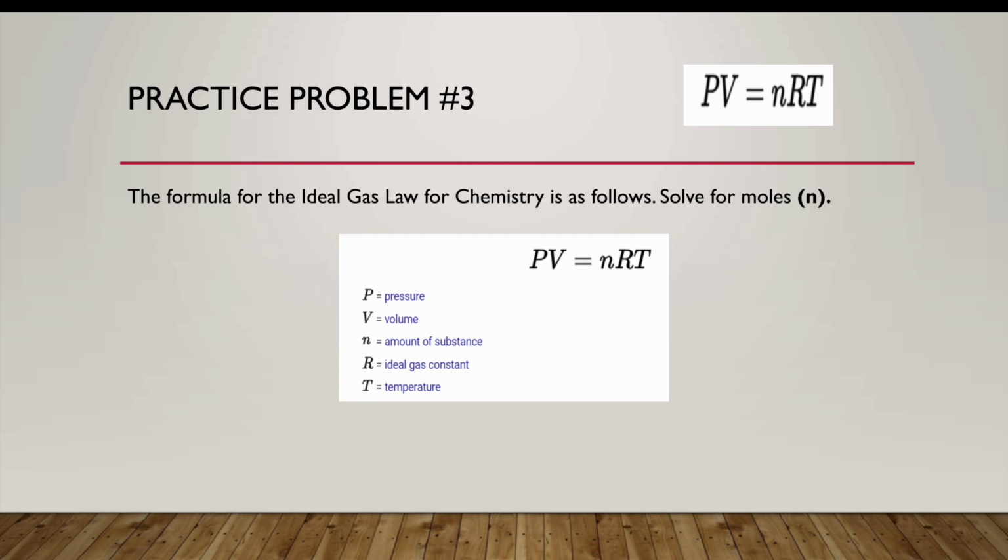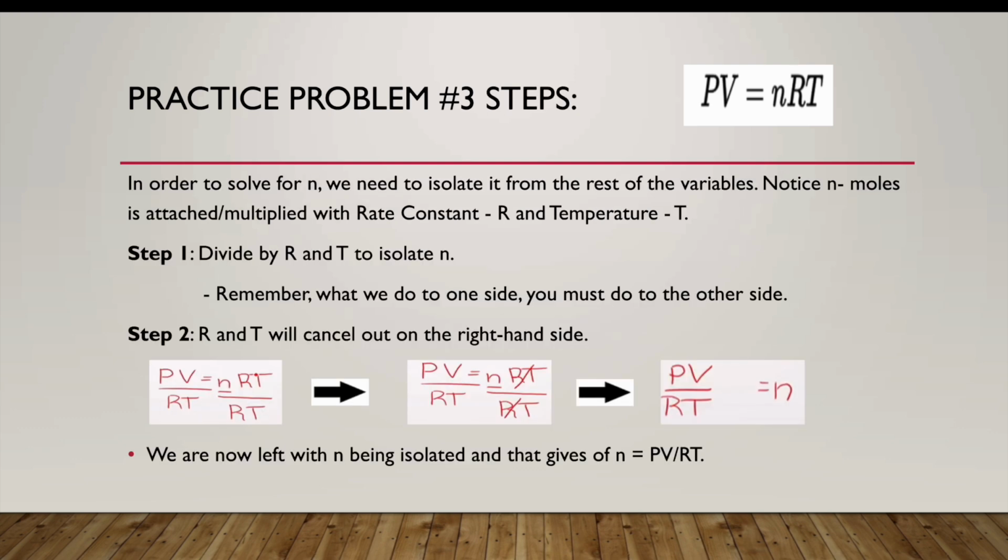The third practice problem here, if we want to practice rearranging, manipulating one more equation. The formula for the ideal gas law for chemistry is PV equals nRT. We want to solve for moles, or n, the amount of the substance in this equation. To do that, remember to isolate from the rest of the variables. If we have nRT all together, that means they are being multiplied. So to isolate n, we'll need to divide by RT.